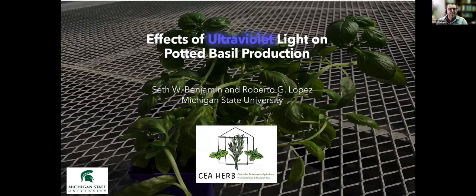Okay, the next study, again, as I mentioned before, with potted culinary herbs, as we can see in this photograph, they can get quite leggy very quickly, especially if, let's say, the weather changes and the growers are not able to ship out their product. So here we're looking at UV light on potted basil, but we're also looking at other herbs. And this work is being done by Seth Benjamin and myself here at MSU.